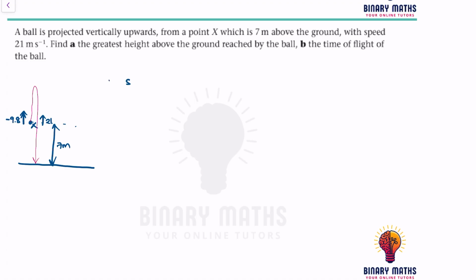So now part A, find the greatest height above the ground reached by the ball. So S is equal to... Okay, so the journey for greatest height above the ground means from X to the highest point. That's the part of the journey we're considering. So we're trying to find the greatest height, so that's question mark.